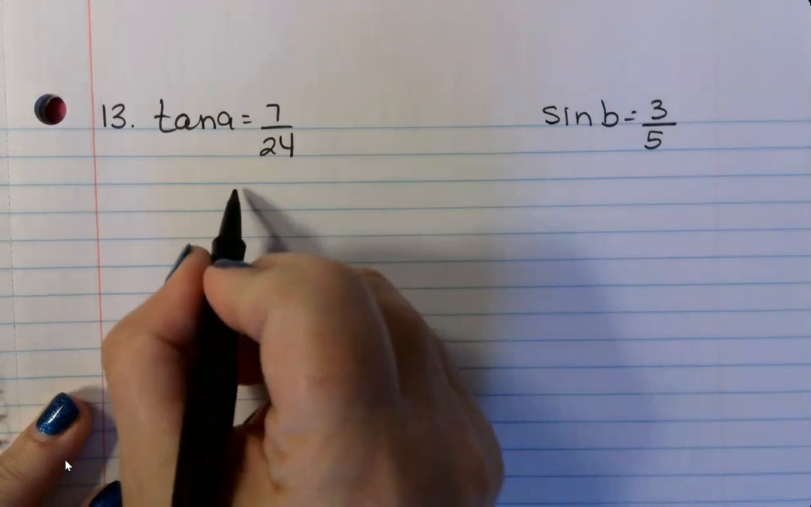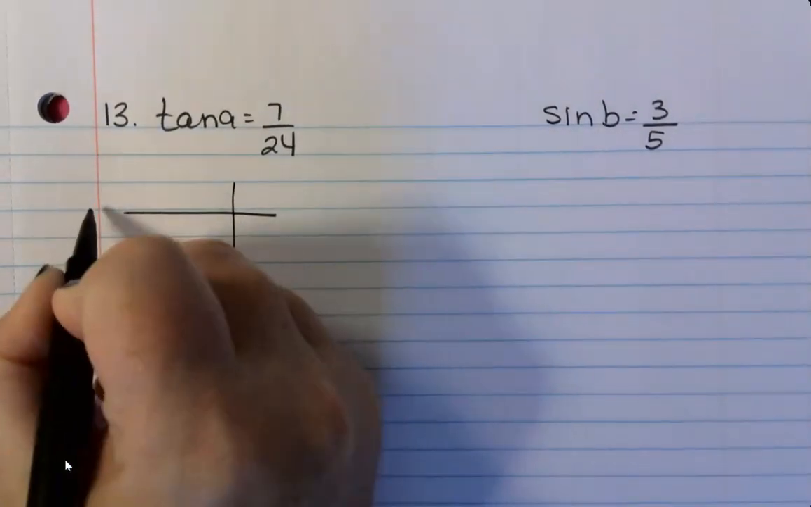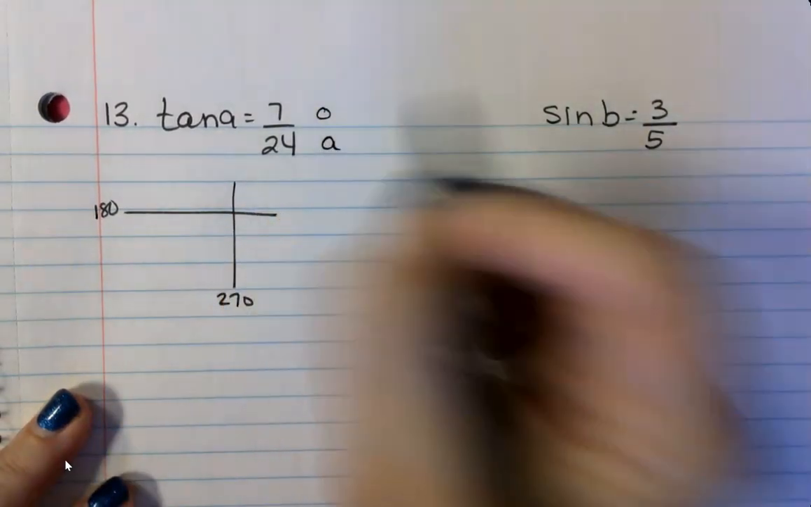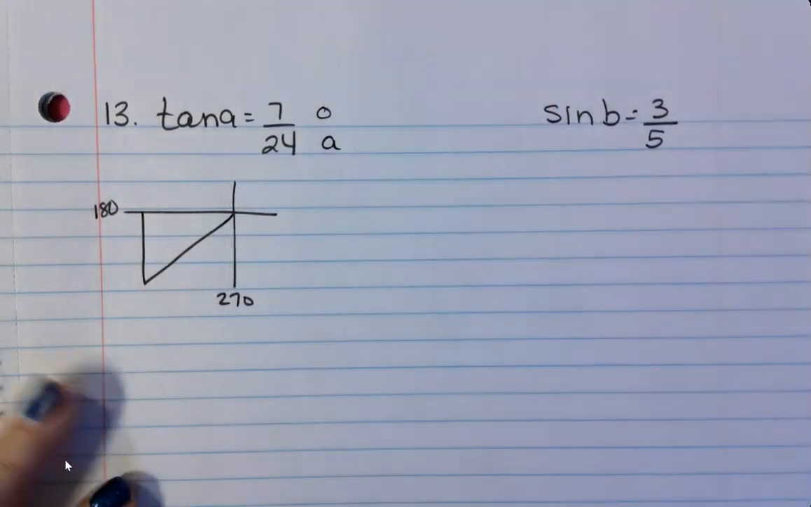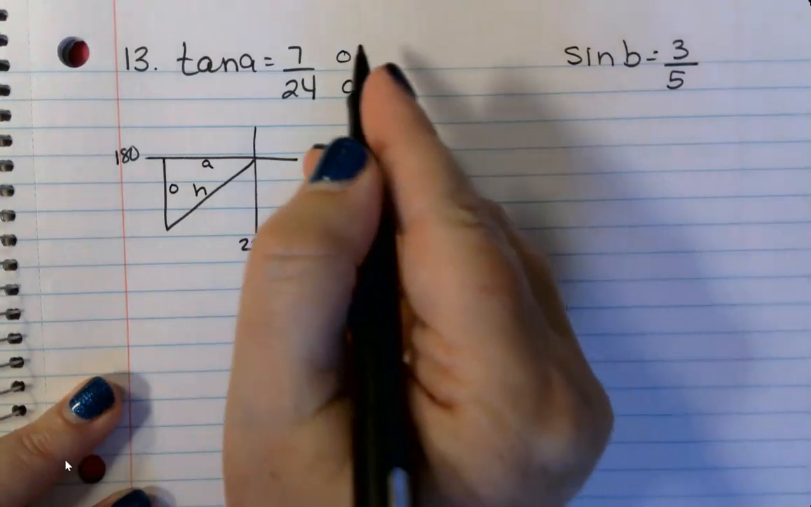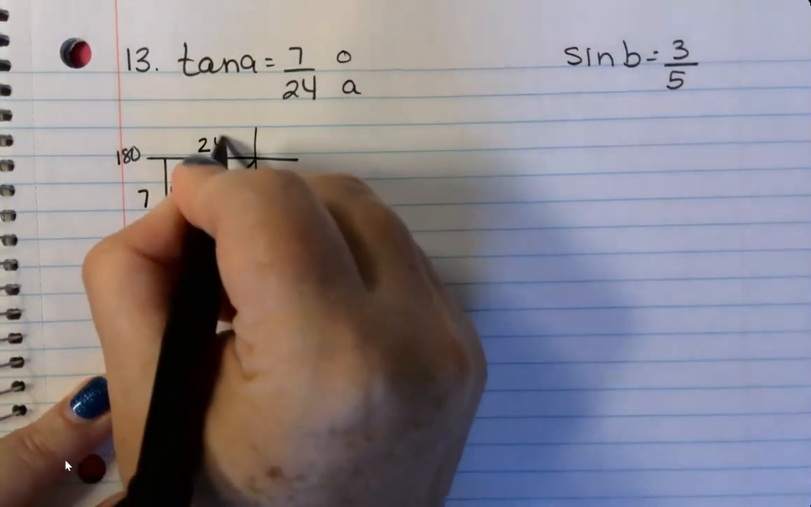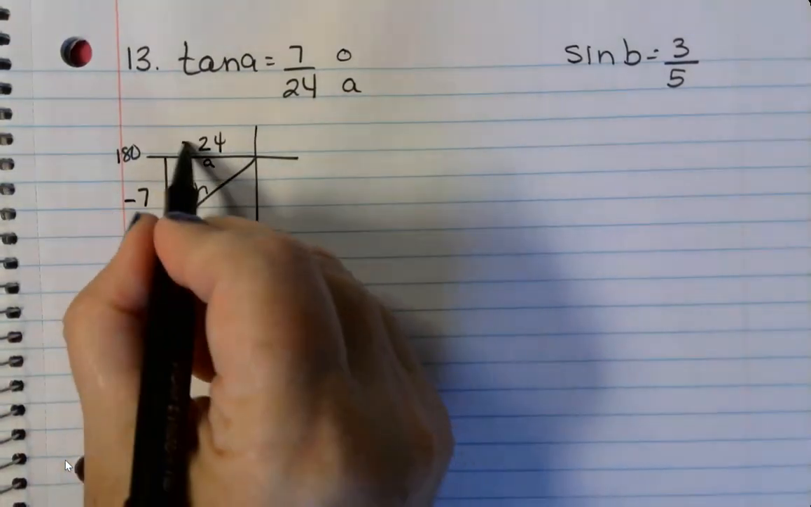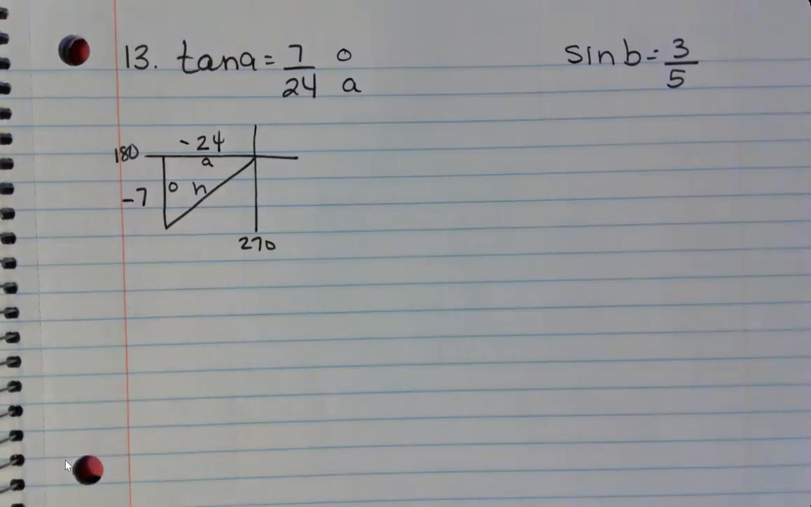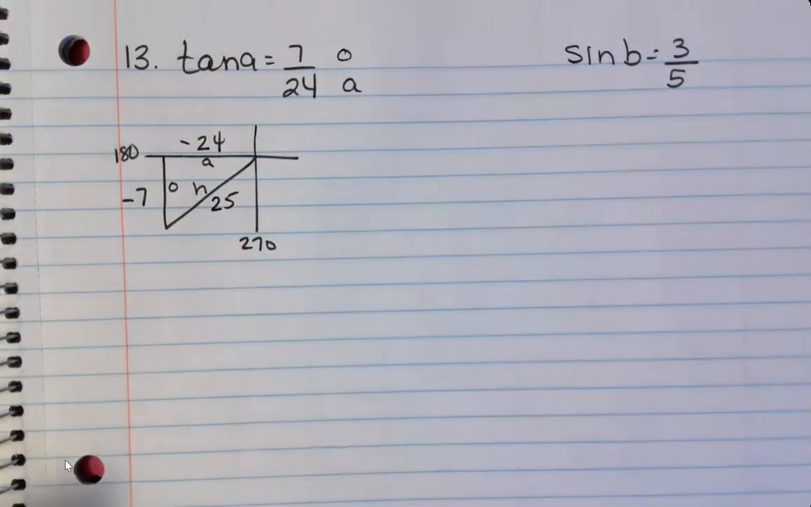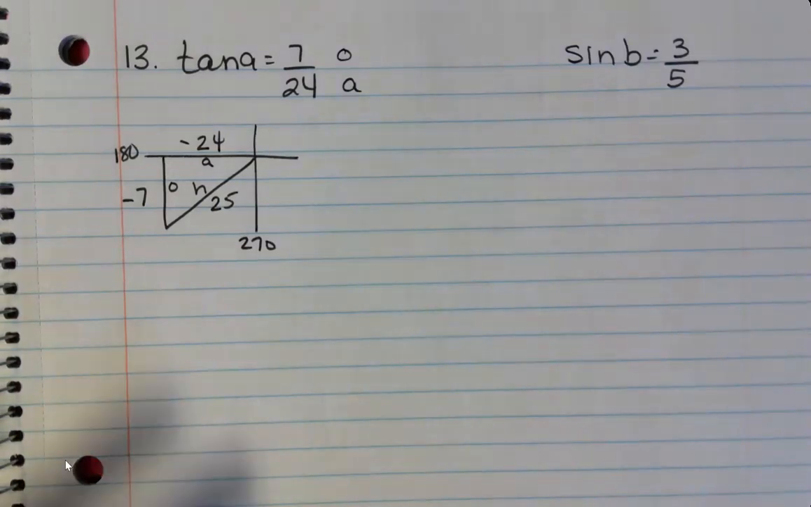We're going to be at 180 and 270. So here's your 180, here's your 270, our TOA. So A, O, H: 7 goes here, 24 goes here. Again, we're in quadrant 3, so both the 7 and the 24 are negative. Using the Pythagorean triples, the missing side is 25. You will have the Pythagorean triples on your quiz, so you don't need to worry about that.